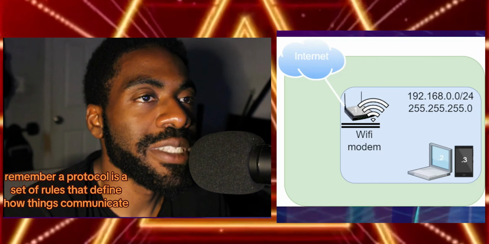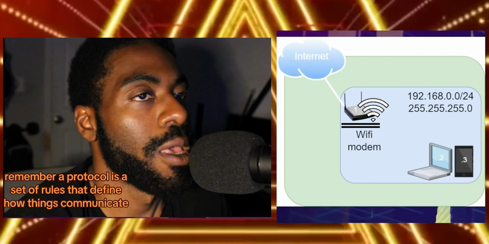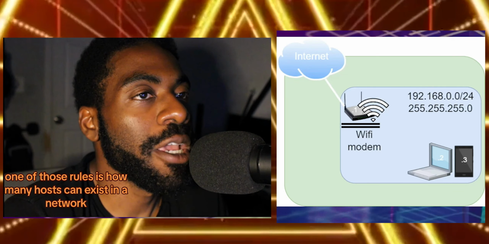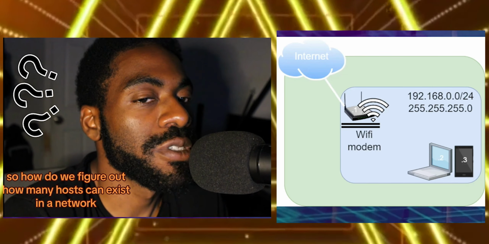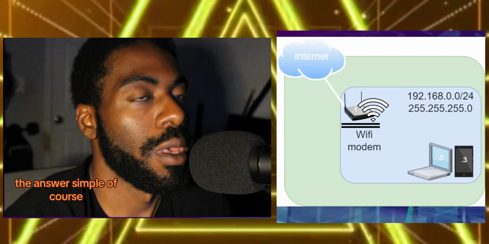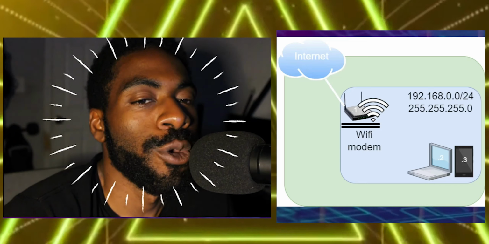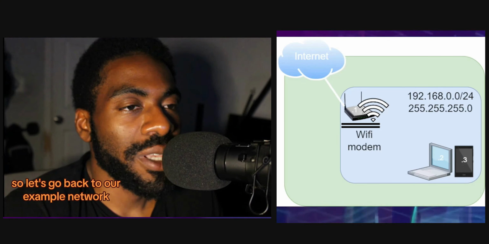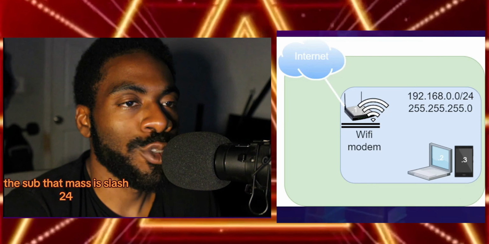Remember, a protocol is a set of rules that define how things communicate. One of those rules is how many hosts can exist in a network. So how do we figure out how many hosts can exist in a network? The answer is simple, of course. We look at the subnet masks. So let's go back to our example network. In our example network, the subnet mask is /24.